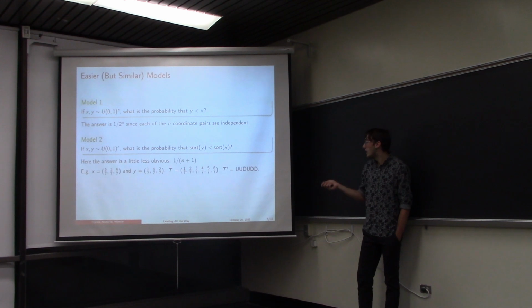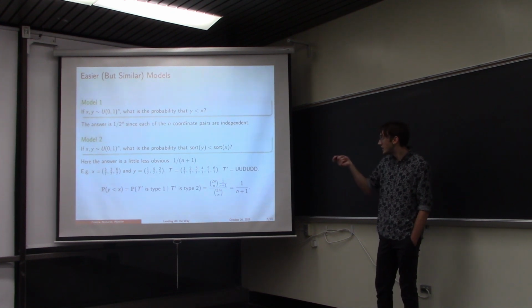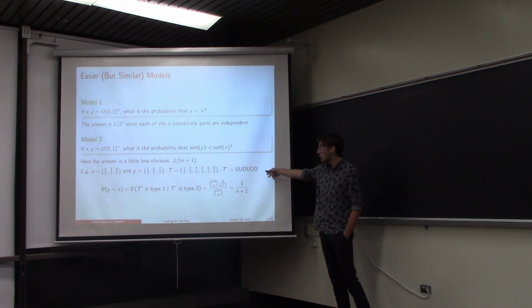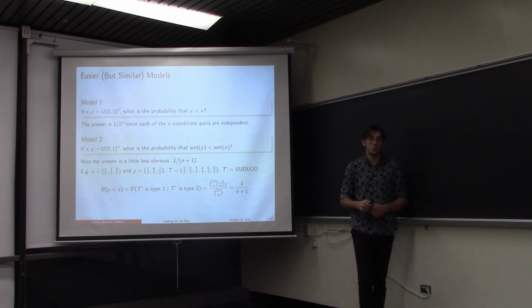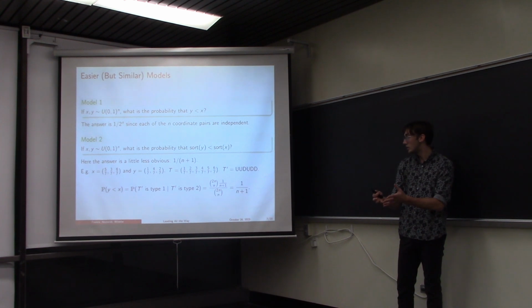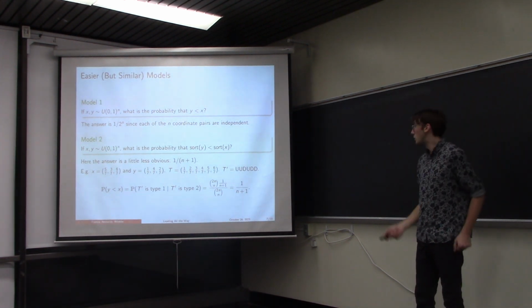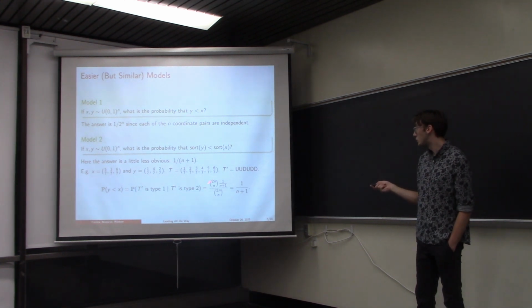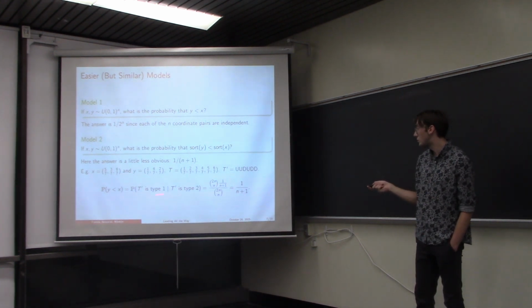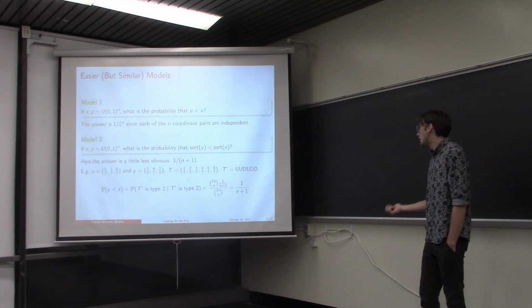So the probability that y is coordinate dominated by x is the probability that t prime, this up-down sequence, is type 1, given that it's type 2. So it's the proportion of type 2 sequences that are type 1. And we said that there are 2n choose n over n plus 1 type 1 sequences that are type 2, and overall there are 2n choose n entries in type 2 sequences. So I thought this was kind of cute.